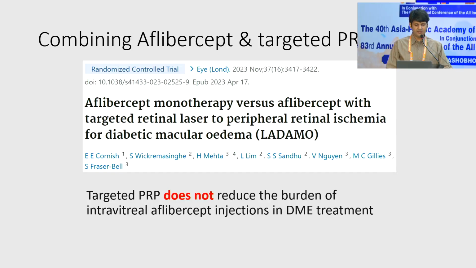Targeted PRP has been spoken about by Dr. Manjunath. Earlier we were thinking that peripheral ischemia actually promotes macular edema, both in RVOs and in DMEs. But now this has been proved incorrect. So there is no role for targeted PRP, and PRP is only suggested when there is either neovascularization or other high-risk characteristics of a PDR.